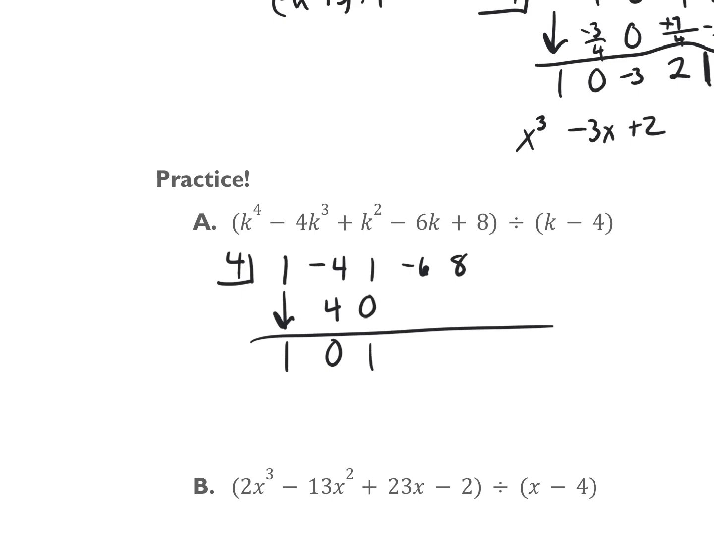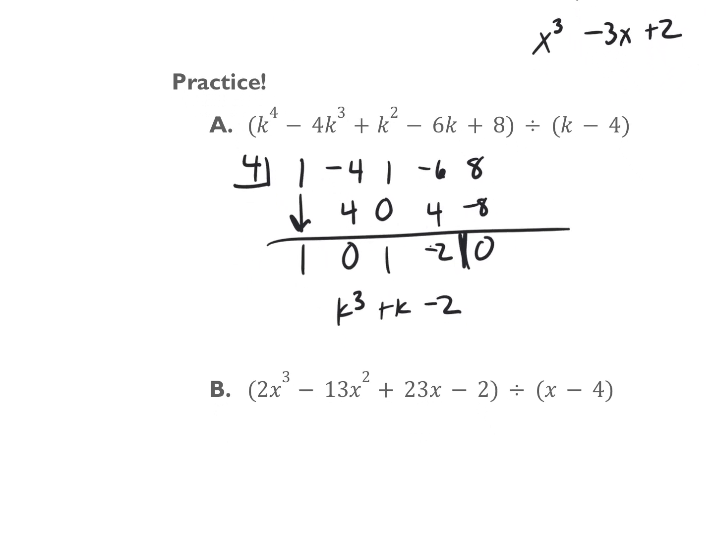1 plus 0 is 1. 1 times 4 is 4. -6 plus 4 is -2. And -2 times 4 is -8. And 8 minus 8 is 0. So what we're left with is k to the 3rd. And then there's no k squared term, so it's plus k minus 2 and no remainder. That's our remainder. So that is our quotient there.